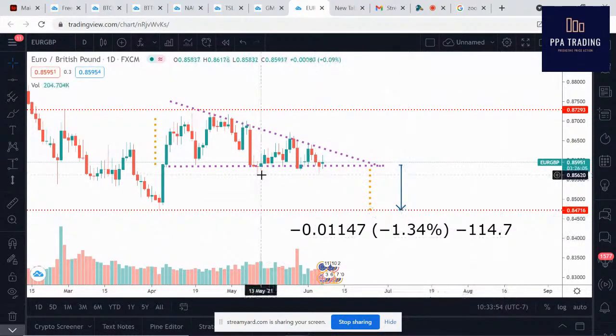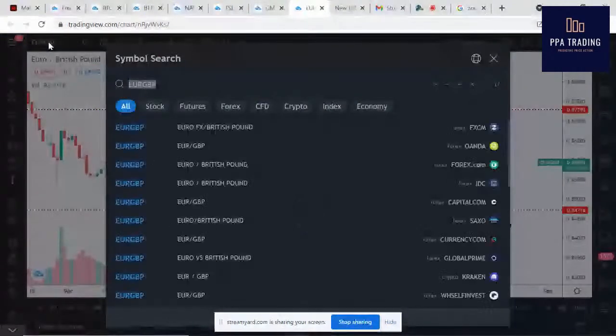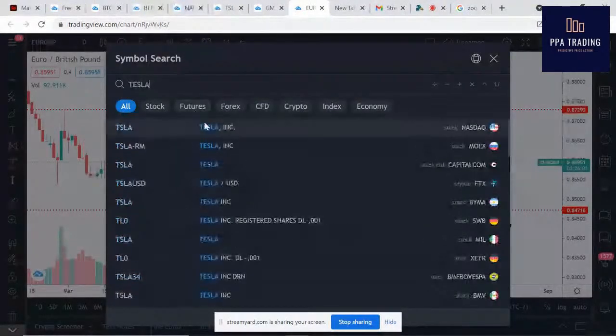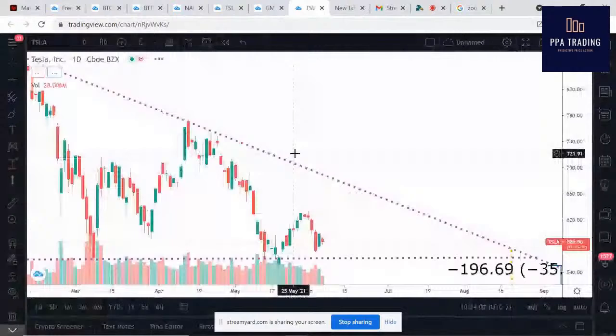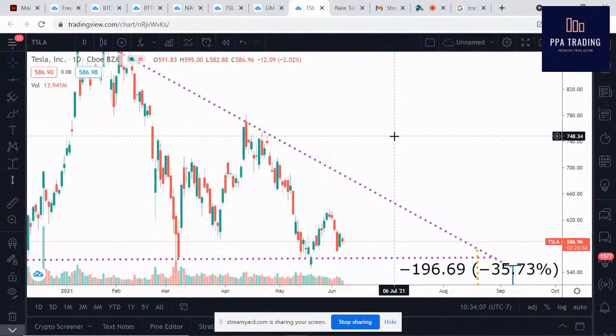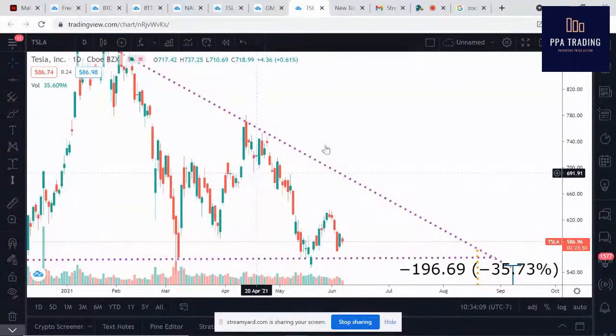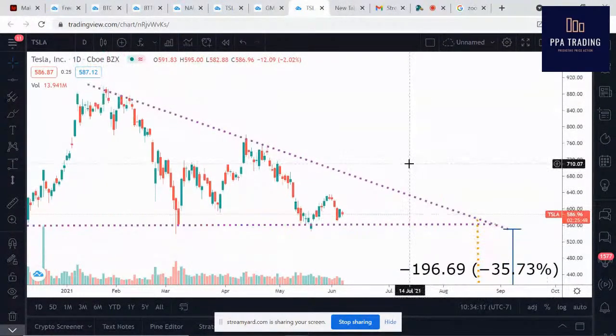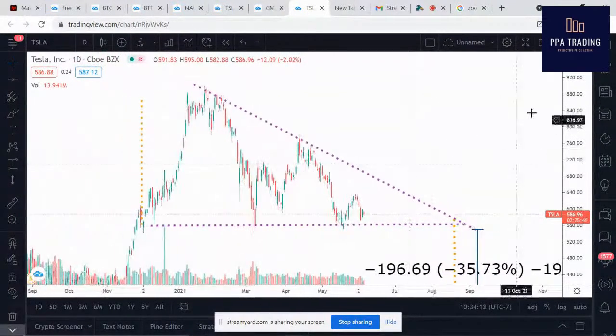But the next one we have also is Tesla, guys. So I want to show you guys Tesla because we have Elon Musk right now talking about cryptocurrency, and it's all correlated. So a lot of the people that are playing Tesla are also playing crypto. And you can see right here that we've got a descending triangle again.